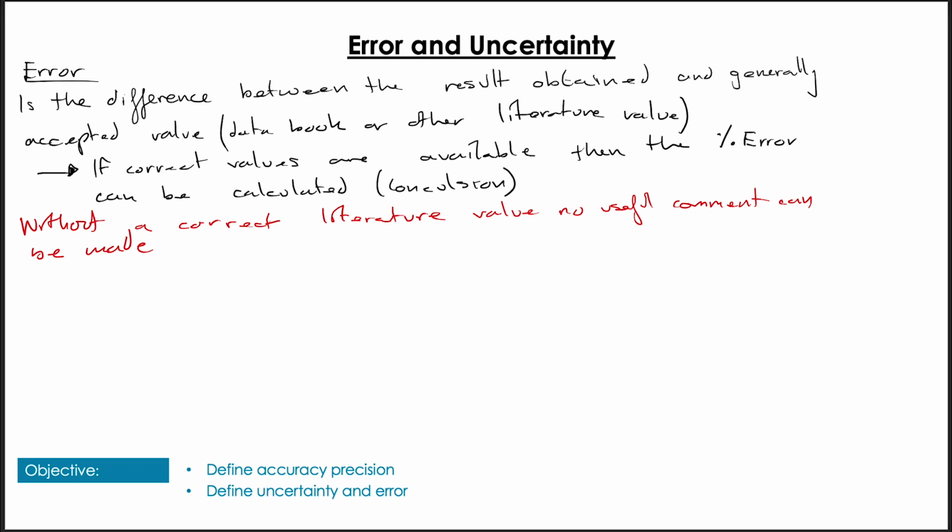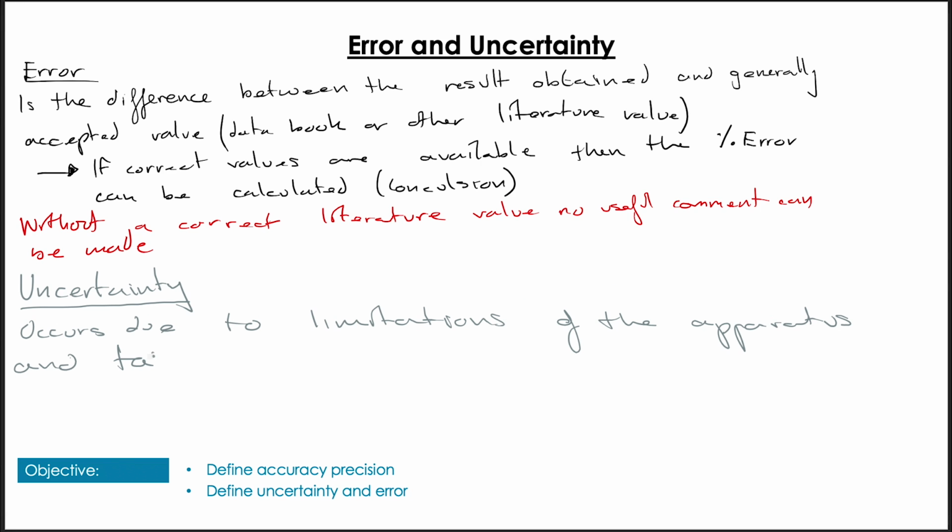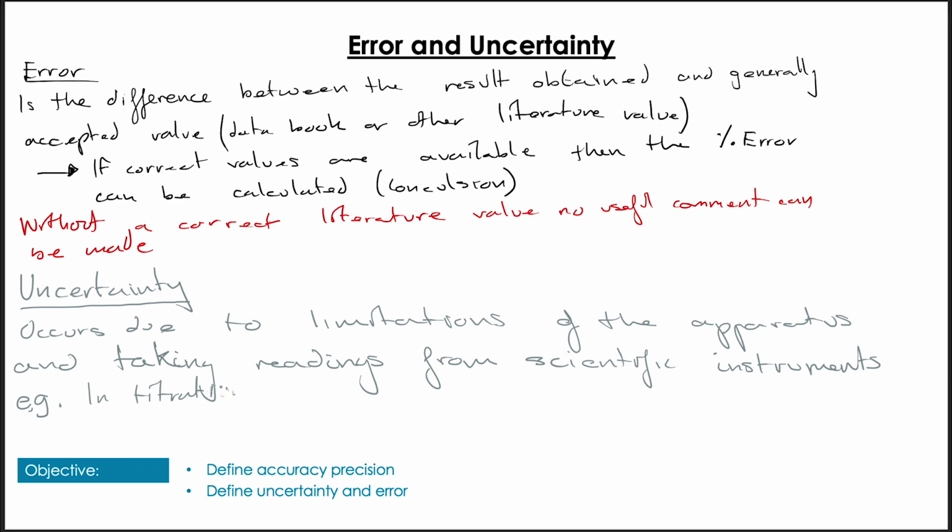Without a correct literature value, no useful comment can really be made. Uncertainty, on the other hand, occurs due to the limitations of the pieces of equipment we're using. Whatever equipment we're using, we're going to take measurements, and those measurements are going to have a specific level of uncertainty. For example, in a titration, we use a burette and a pipette, a balance, etc.